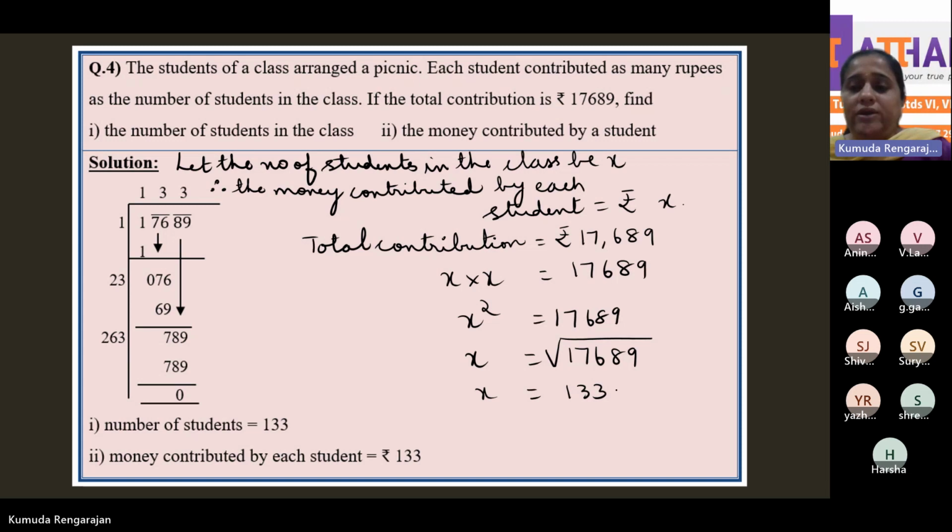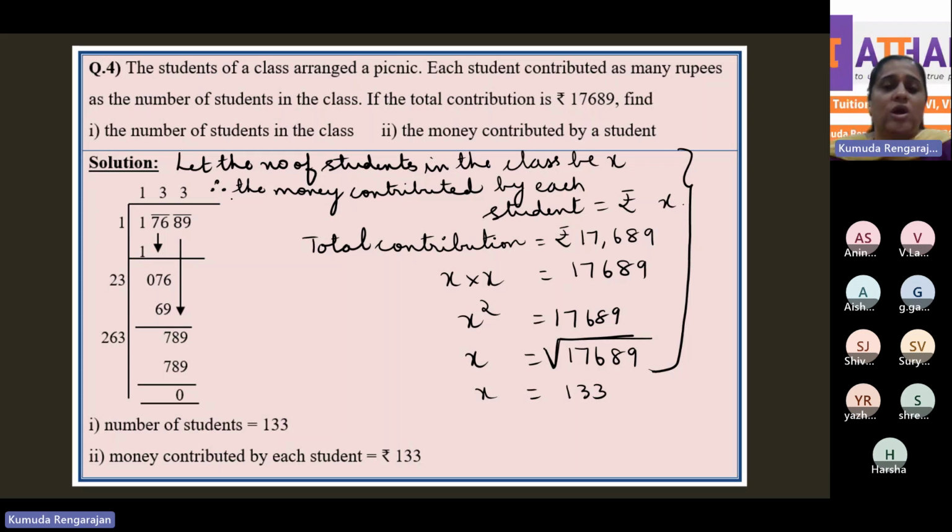So, you need to write all this first. And then at this stage, square root of 17689, you need to perform this long division. You need to write all these steps first and then perform the long division and find the value of X. Once you find the value of X, you can answer the questions. Yeah, children, now it's ready. If you want, you can take a screenshot.